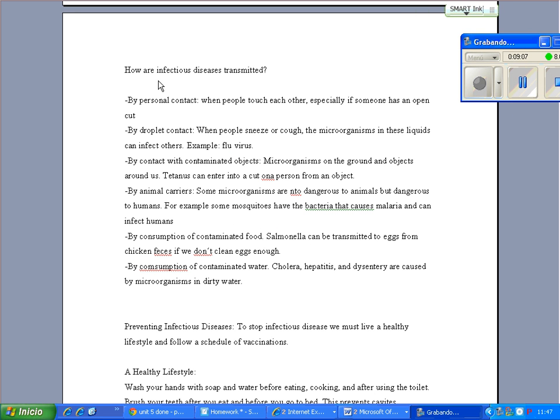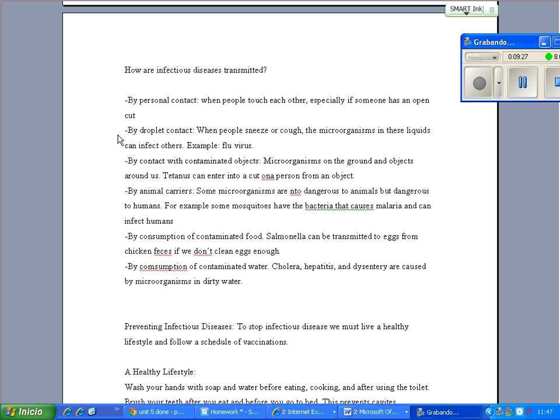How are infectious diseases transmitted? By personal contact. When people touch each other, especially if someone has an open cut. By droplet contact. When people sneeze or cough, the microorganisms in these liquids can infect others. For example, the flu virus.